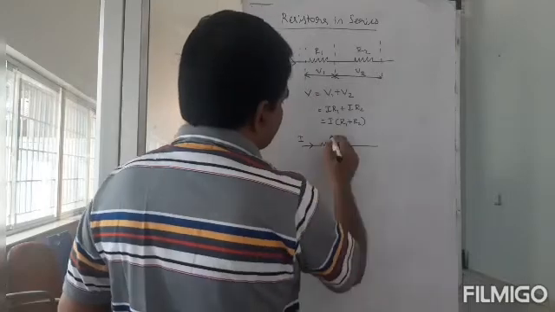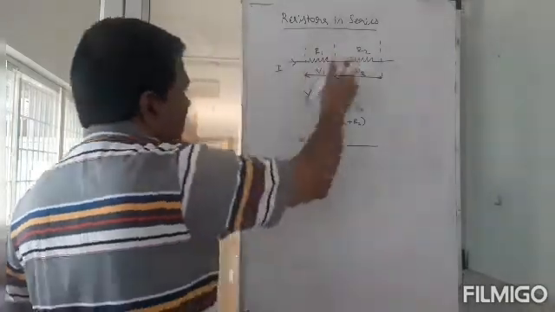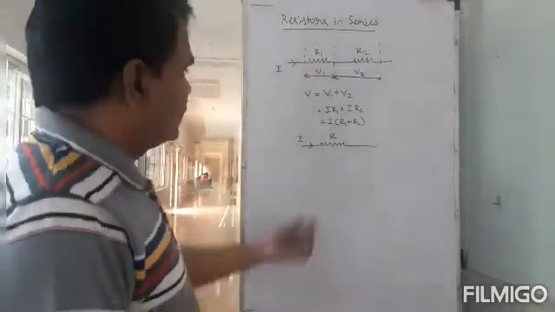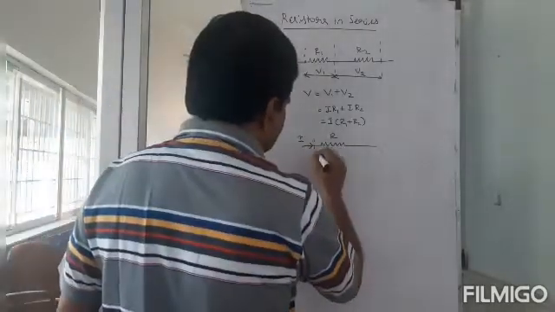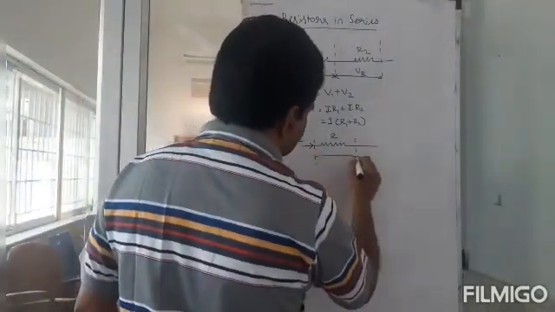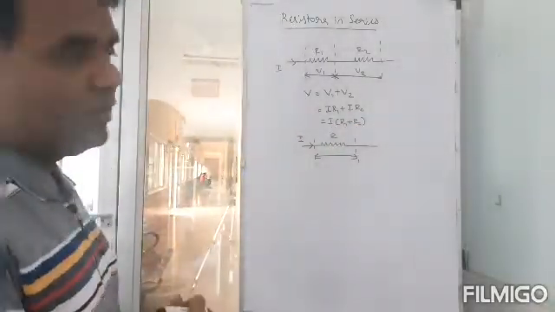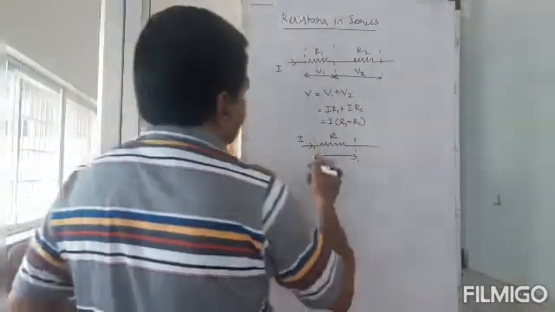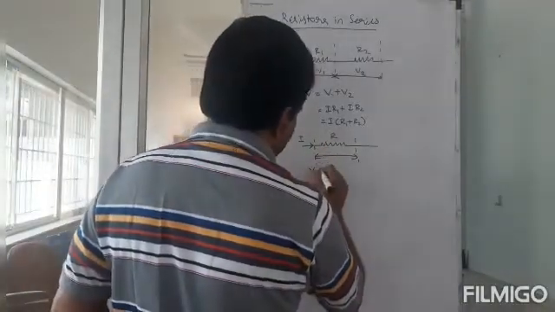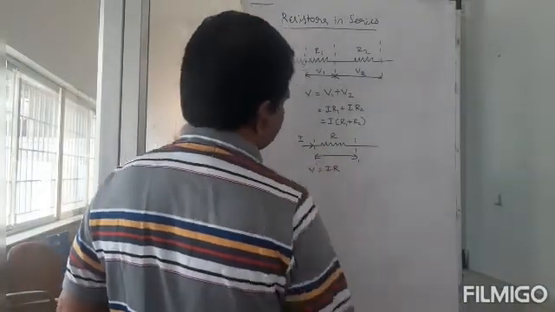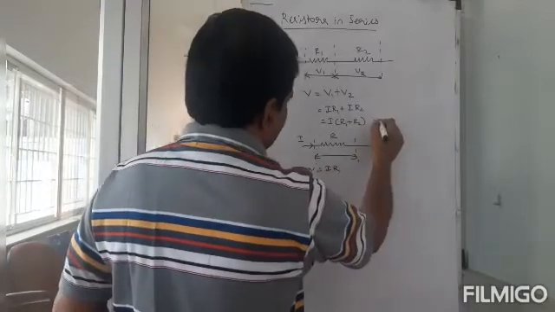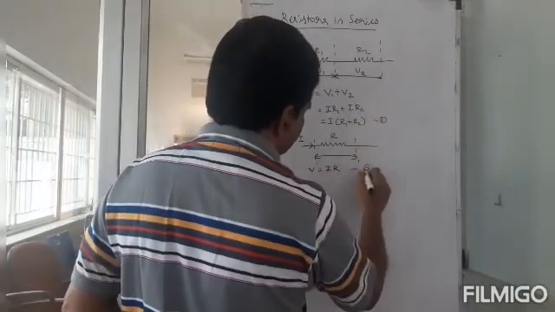The current I is flowing through it, so R, and the same current I is flowing through it. Then what would be the voltage drop across this? This voltage drop must be equal to this voltage drop. Okay. So V here is equal to I times R. So this is 1 and this is 2.